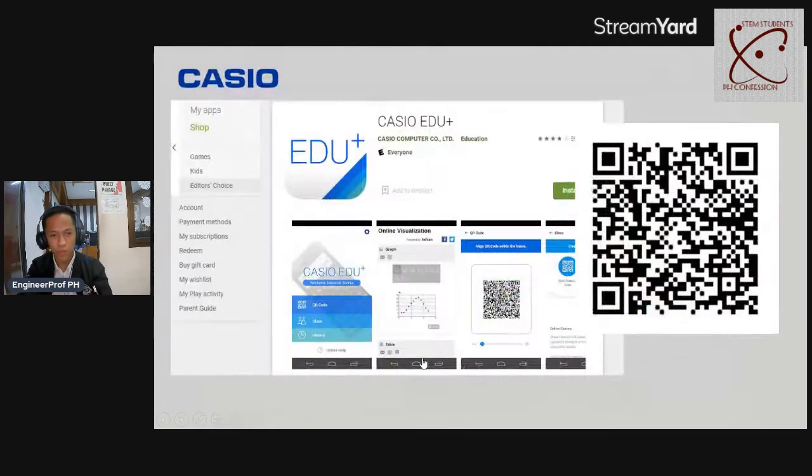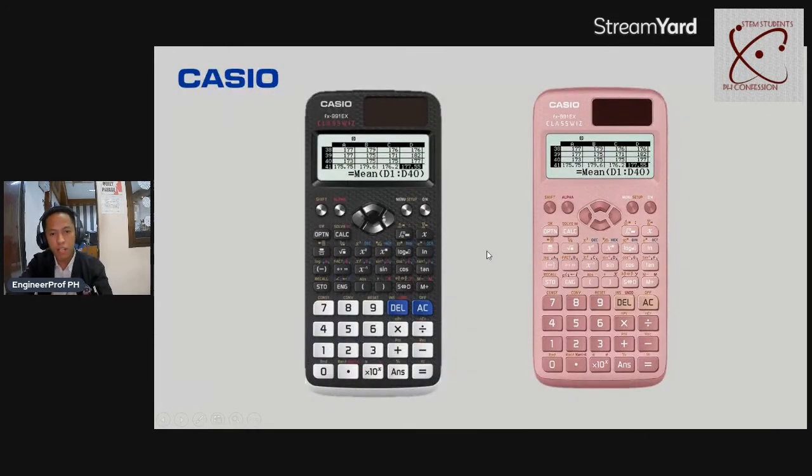So, the calculator we will use today is the Casio FX991EX Class Wiz. This is its physical appearance. As you can see, we have two colorways, black and pink. Either of these two we can use for this discussion. If you have this calculator, please prepare it so that you can at least follow our discussions.